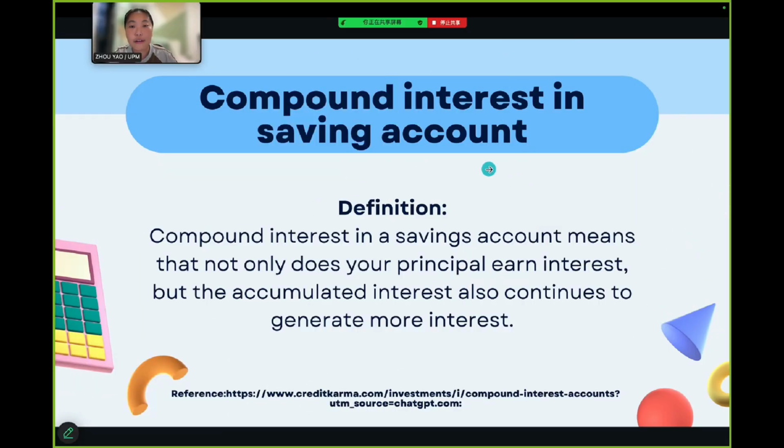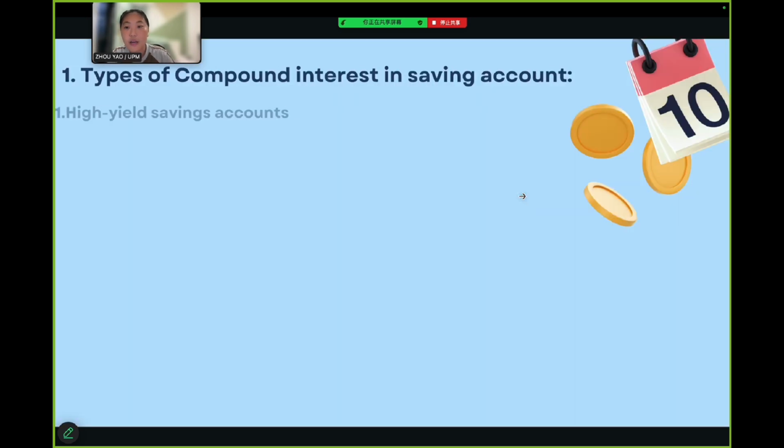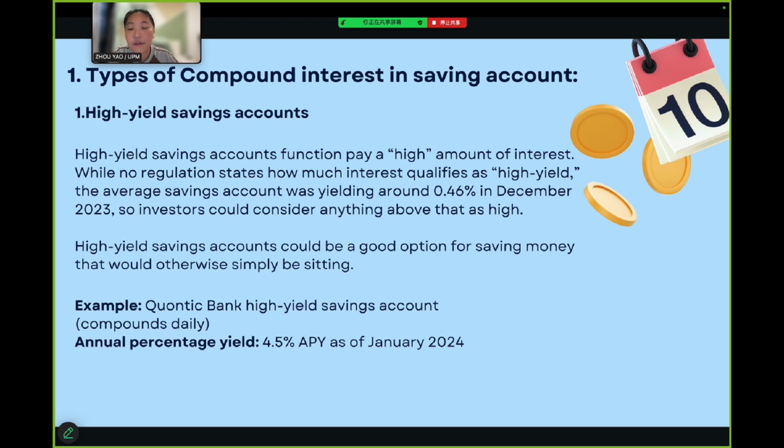So I will talk about compound interest in a savings account. The first one is about its definition. Compound interest in a savings account means that not only does your principal earn interest, but the accumulated interest also continues to generate more interest. Then I will talk about 3 types of compound interest in a savings account.